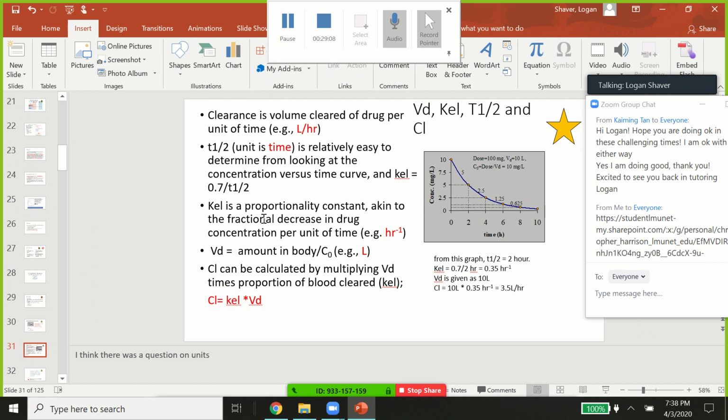Clearance, once again, that's liters per hour. We've already talked about that one. Half-life, makes sense that one's in time, right? And then KEL, that's your 1 over an hour. And then liter, that's VD. So maybe she did have a question about units, I know she definitely had a question maybe about units, but I don't know. I don't think we ever had to calculate anything, but just in case, I would probably memorize that.